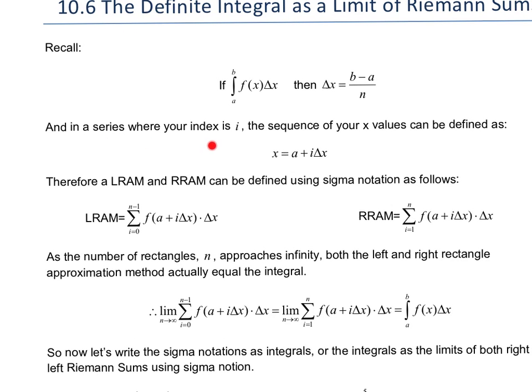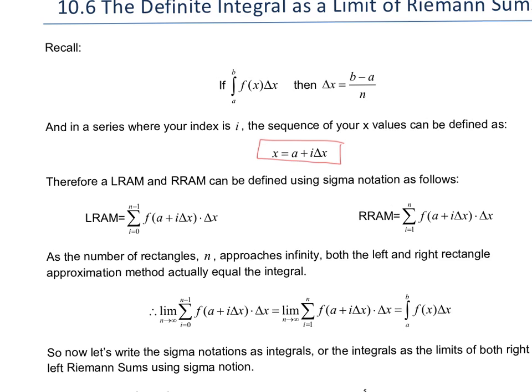And in a series where your index, we use i for your index, that's really like your starting value. The sequence of your x values can be defined as x equals a plus i times delta x. And remember, i is just whatever number of pattern you're working on here. So in sigma notation, saying that i starts at 0 just means that you're plugging in a 0, then a 1, then a 2, then a 3, and then this is wherever you end. So if n was like 5 and this is 0, you'd do 0, 1, 2, 3, and then 4, because 5 minus 1 is 4. Or here you would go 1 through 5.